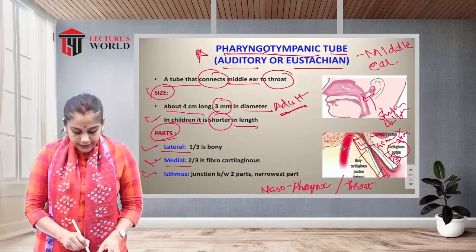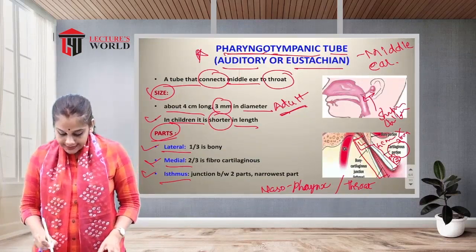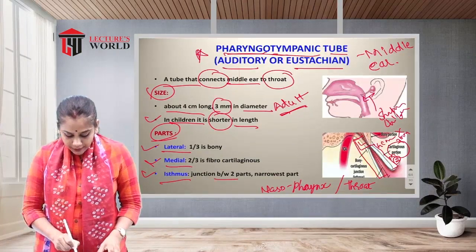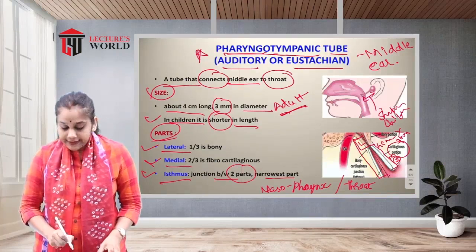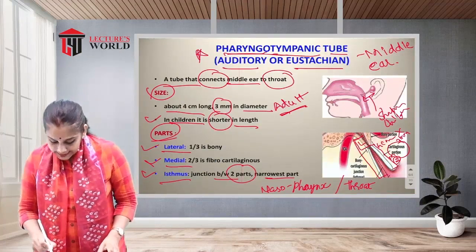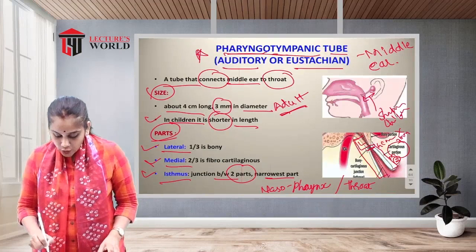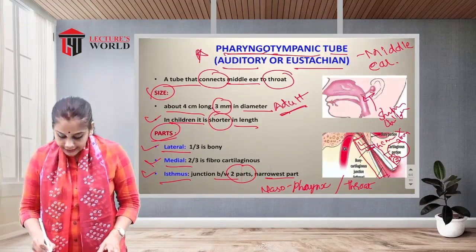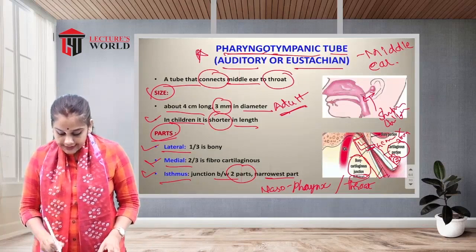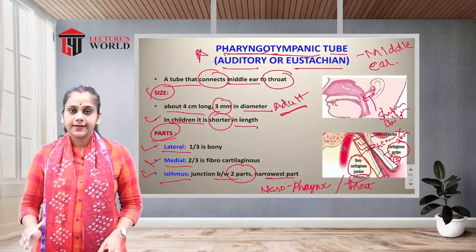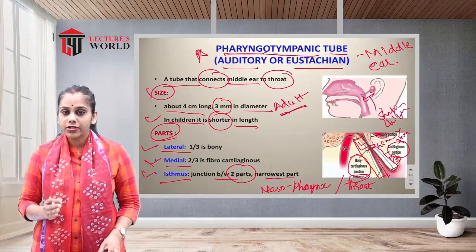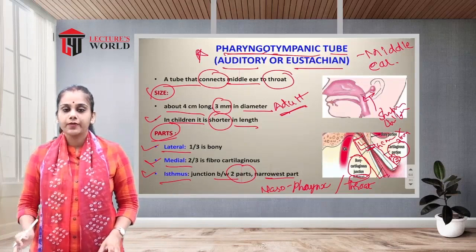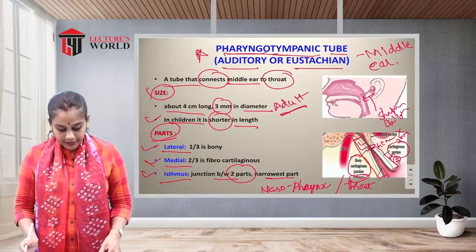Then the third portion, that is the isthmus. You can see it is a junction between two parts and it is the narrowest part. See, this is the junction between two parts. That is the narrowest area, that is known as the isthmus. It is the narrowest portion of the eustachian tube.